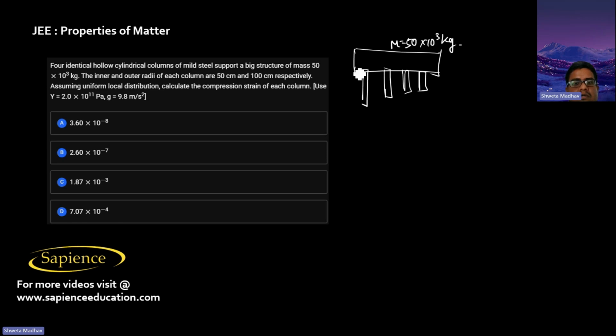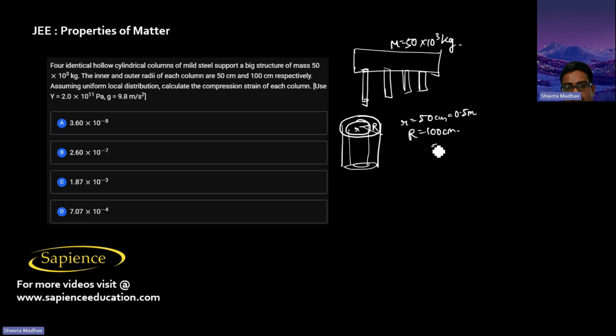The inner and outer radii of each column. So it is a hollow cylindrical column, somewhat like this, a hollow cylinder. So the inner radius r and the outer radius R. The inner radius is 50 centimeter and the outer radius is 100 centimeter. So the inner radius I can say 0.5 meter. The outer radius is 1 meter.